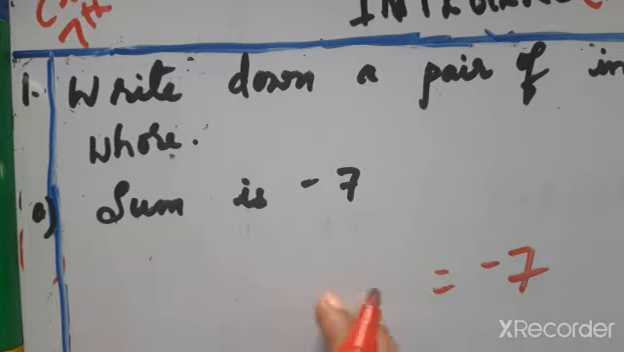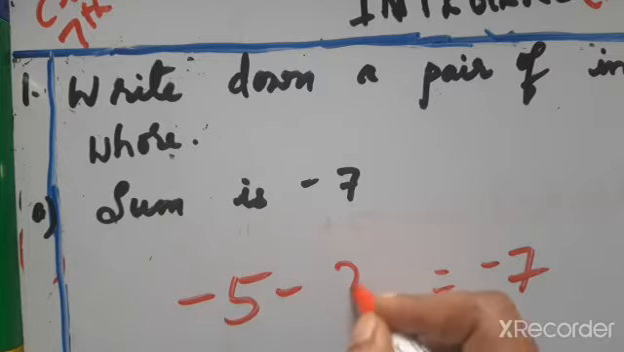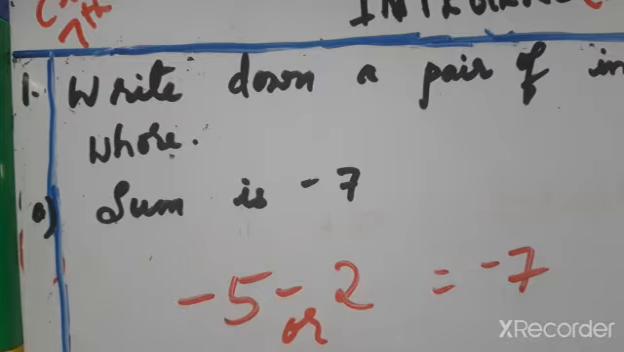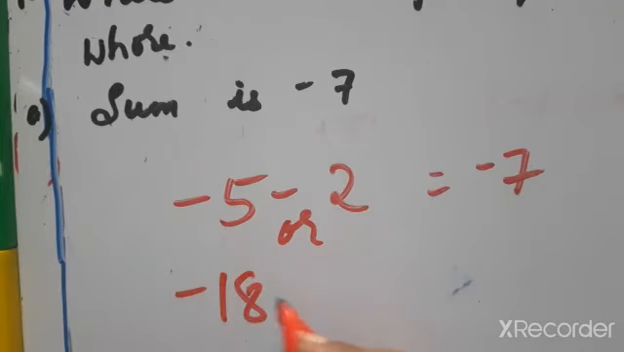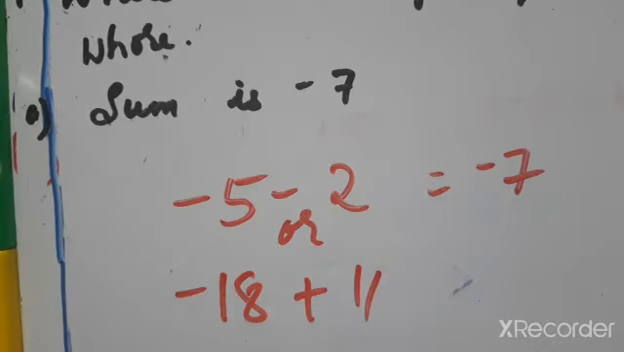The question could be minus 5 minus 2 also. Minus 5 minus 2 could be one pair of answers, or any other, like minus 18 plus 11. We get different answers. Any one: minus 5 minus 2, the answer is minus 7, or minus 18 plus 11. Minus 18 plus 11 means how much? Minus 18 plus 11 means minus 7. So the pair whose sum is minus 7 could be minus 5 minus 2 or minus 18 plus 11.